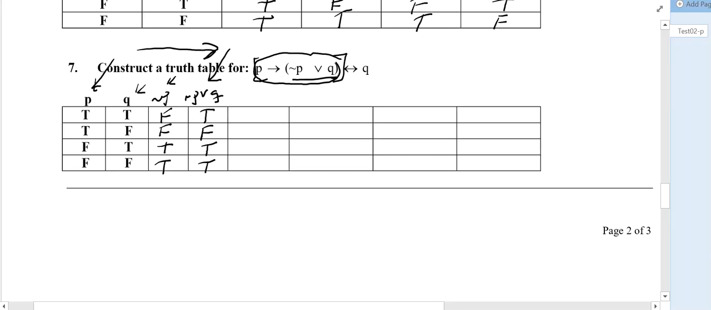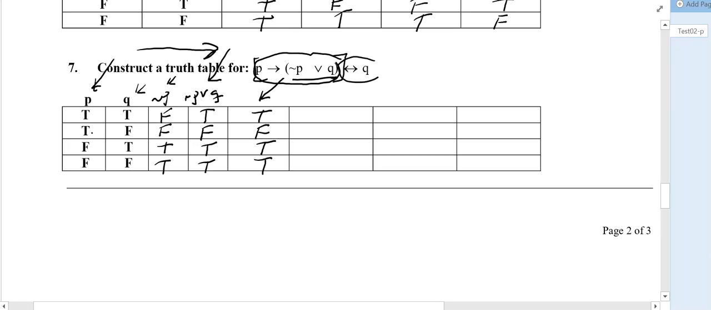If-then is true when what? Well, it's false when a T gives an F. So this is going to be this column right here. So a T gives a T, I'm good. A T gives an F, no good. An F gives a T, you're good. An F gives a T, you're good.